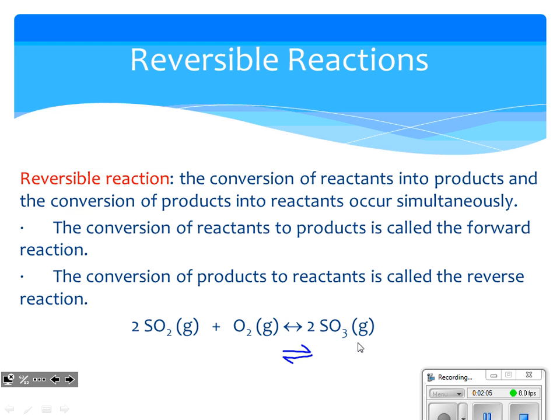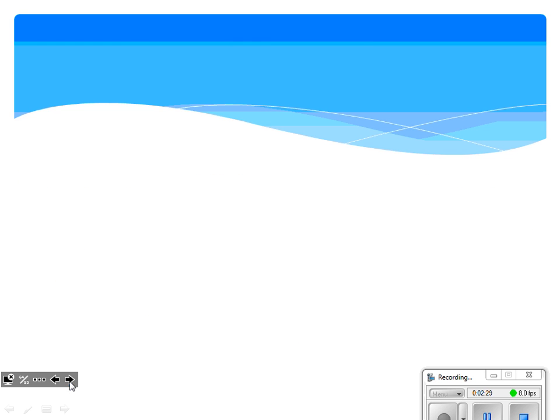So the reverse reaction is two molecules of sulfur trioxide as a gas will yield two molecules of sulfur dioxide as a gas and one molecule of oxygen. It's going in both directions. The forward reaction is going that way. The reverse reaction is going that way.